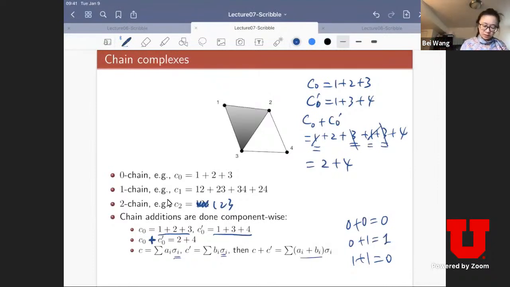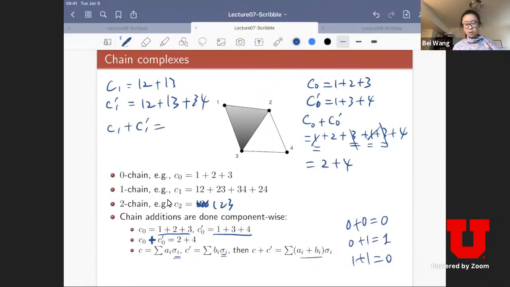So now I can do additions of those chains. Let's do an example for edges. Let's say I have a 1 chain C1, which is 1,2 plus 1,3, and another chain C1 prime, which is 1,2 plus 1,3 plus 3,4. If I add those 2 chains together, C1 plus C1 prime, I have 2 copies of the first two edges, and they cancel out. I'm going to get the edge 3,4.